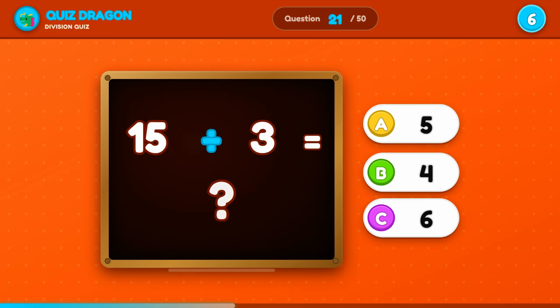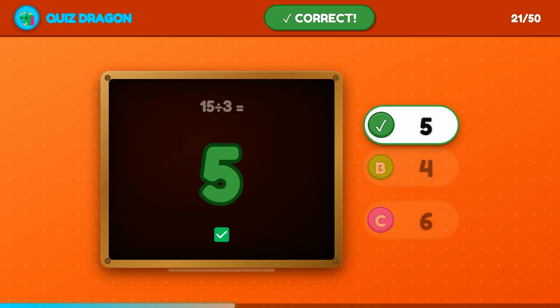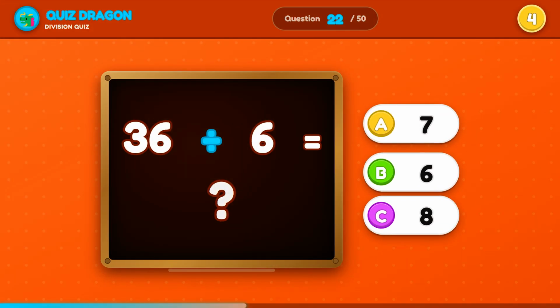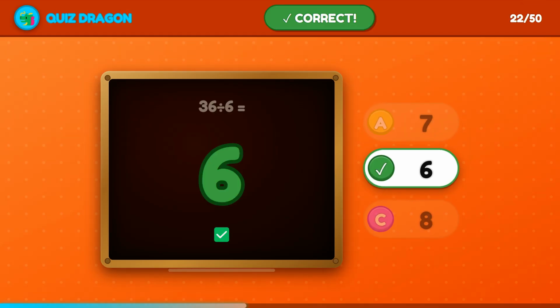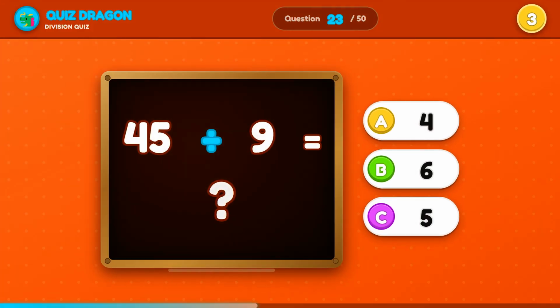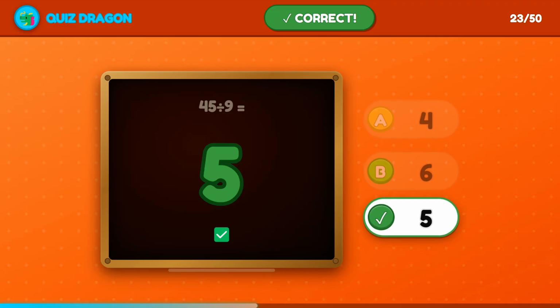Halfway there. Question 21. What is 15 divided by 3? The correct answer is A, 5. Question 22. What is 36 divided by 6? The correct answer is B, 6. Question 23. What is 45 divided by 9? The correct answer is C, 5.